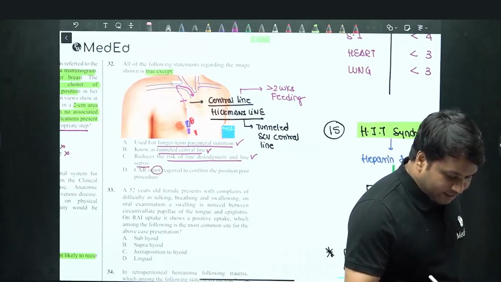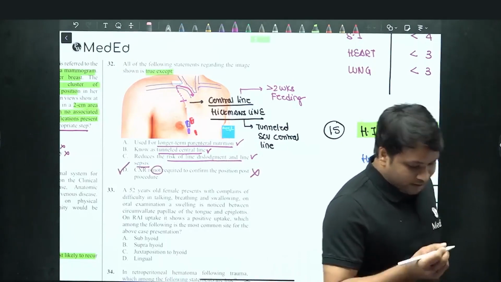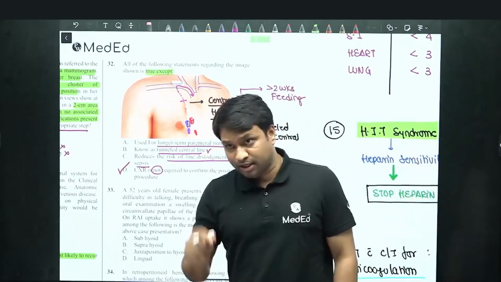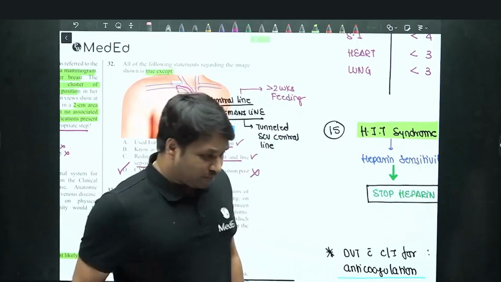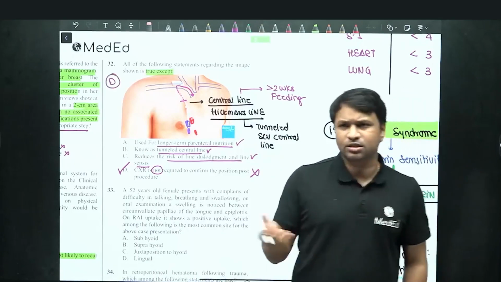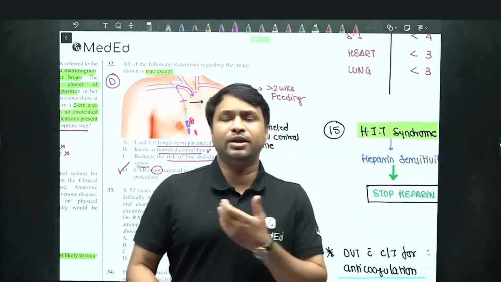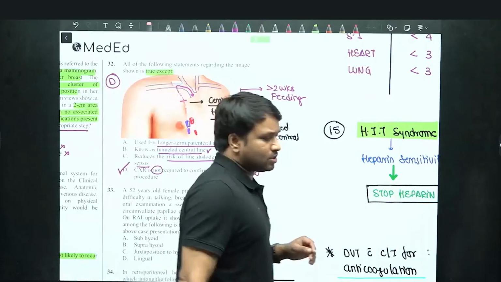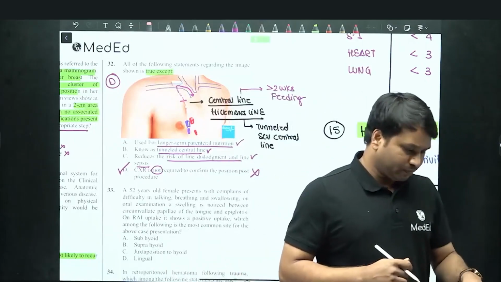Chest X-ray, it is required. After placing all central lines, a chest X-ray or an ultrasound should be performed to confirm the position of the line. Otherwise, it is incomplete. And obviously, you need to confirm whether it is in the central axis or not. So hence, D is the wrong answer.